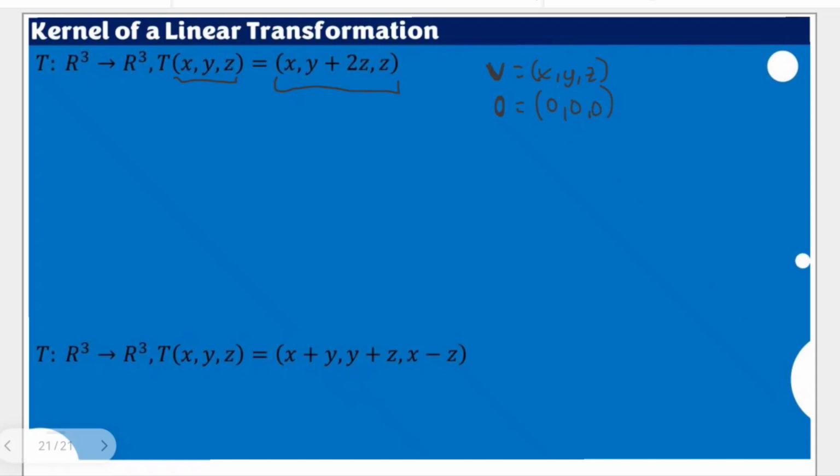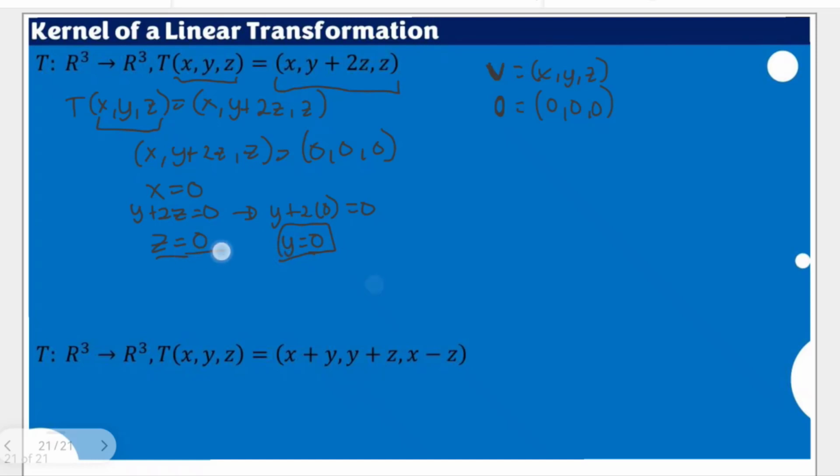To do that, we simply need to copy this. We have x, y, and z is equal to this definition: x, y plus 2z, and you have your z here. Again, we're going to look for the possible values such that this, x, y plus 2z, and then z, is equal to the zero vector in R3, 0, 0, and 0. With that, we can now say x is 0, y plus 2z is 0, and z is also 0. And since this is the remaining equation, we simply need to use this z here. Y plus 2 times 0 is 0, so y is also equal to 0.